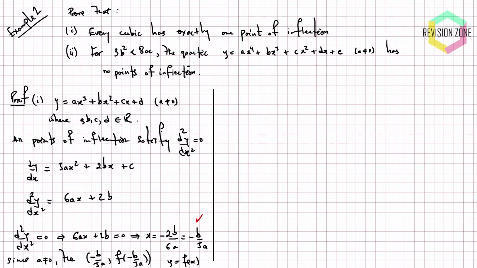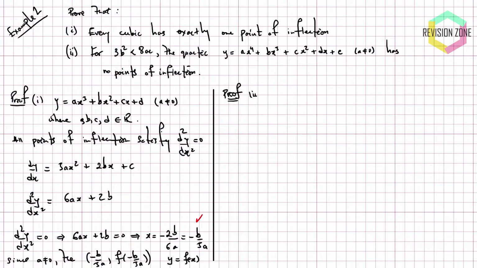So we've managed to show that whatever cubic we start with, we're always going to have exactly one point of inflection because the key condition that defines what a point of inflection is only satisfied by one value of x. Let's move on and think about statement 2. So I'm going to say proof.